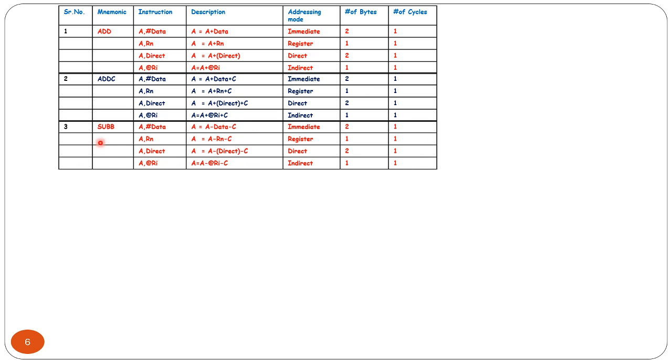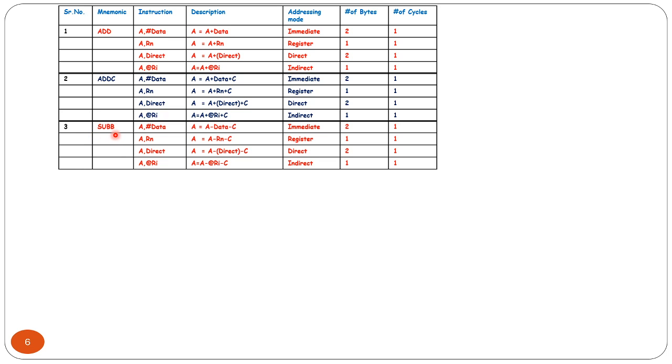Third instruction group, SUBB, that is subtract with borrow, the content of accumulator and immediate data, #data. The content of the CY flag and the content of immediate data are subtracted from the accumulator, and the result is stored in the accumulator. Immediate addressing, 2 bytes are needed to store the instruction in memory, and it needs 1 machine cycle to execute the instruction.